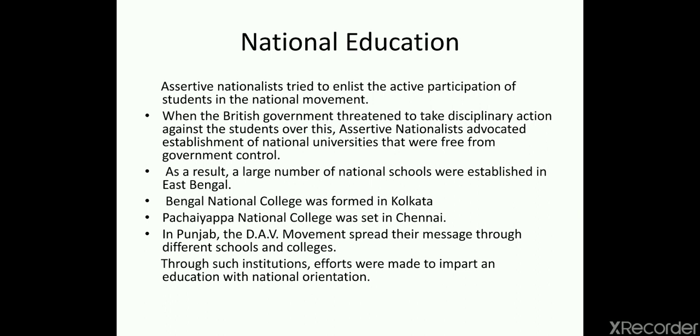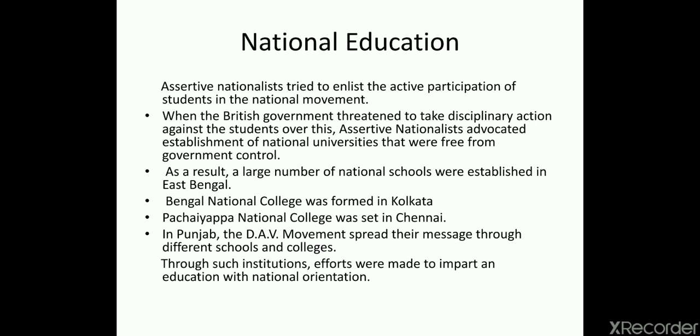Okay, so when the British government threatened to take disciplinary action against the students over this, assertive nationalists advocated the establishment of national universities that were free from government control. As a result, a large number of national schools were established in East Bengal. So many national educational institutions were established to let Indian youngsters study, those who were debarred or rejected from the universities of the Britishers.